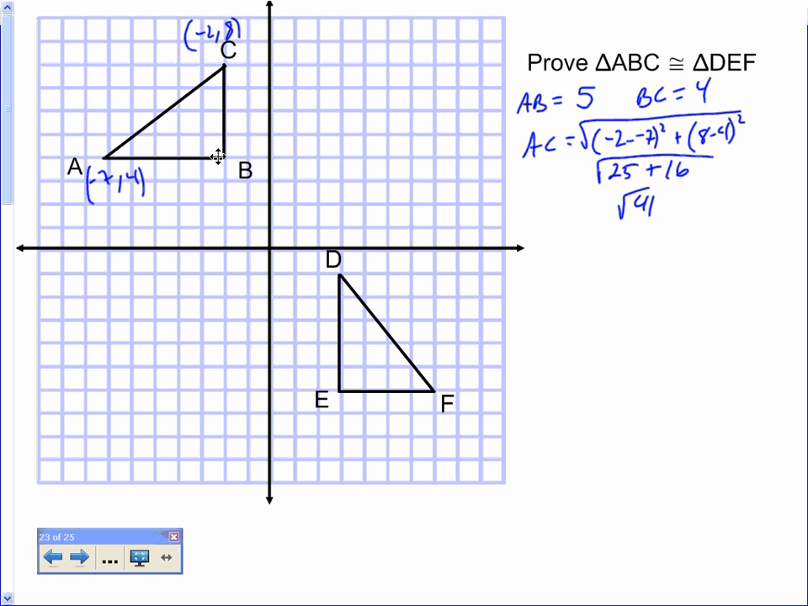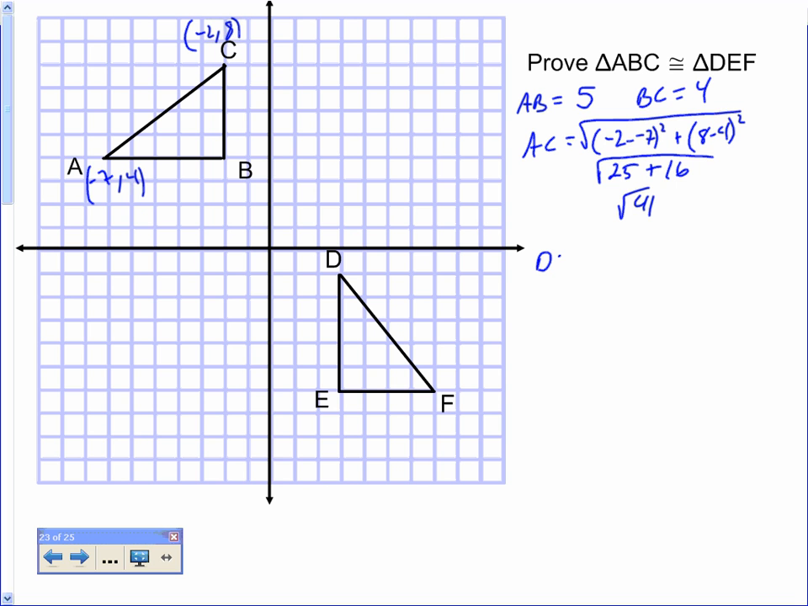It looks like this might be a right angle, so I want to check to see if that's a right angle. The slope of AB would be 0. The slope of CB would be undefined. Those are perpendicular slopes. And I'll show another example next where we can see right angles with different slopes. For right now, I've got all 3 side lengths of this triangle. I need to find all 3 side lengths of this triangle and see if they match, because then I'll have congruent triangles by side, side, side.